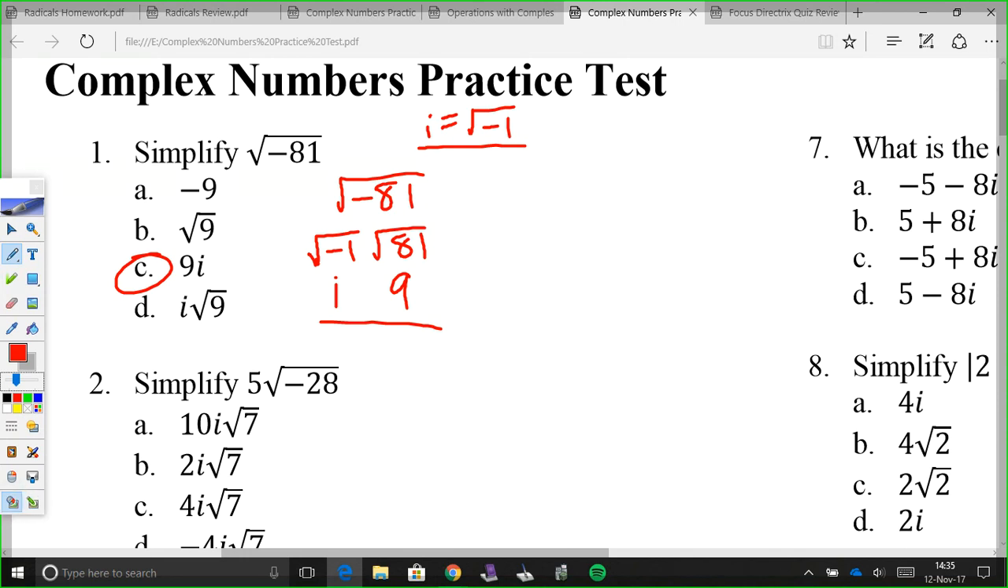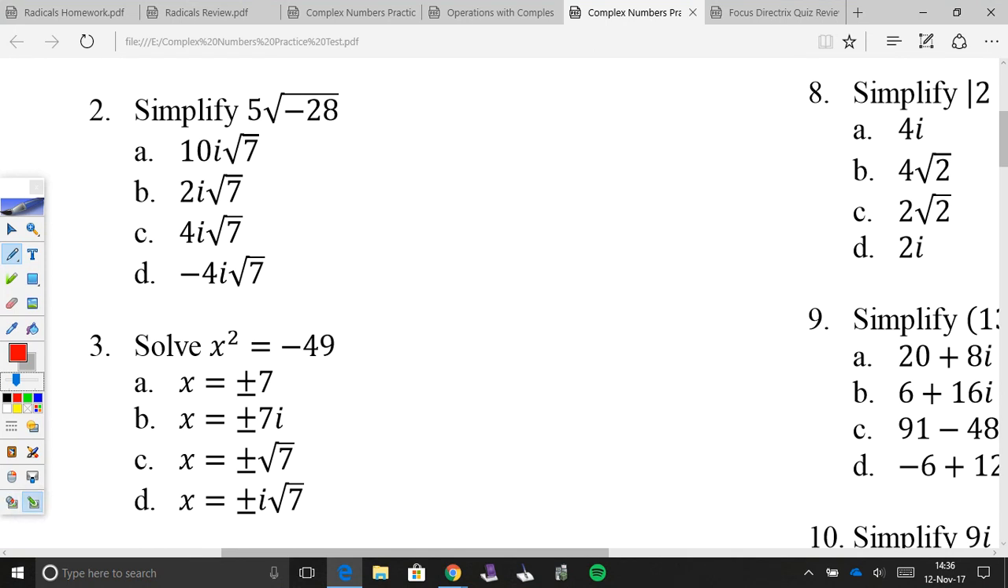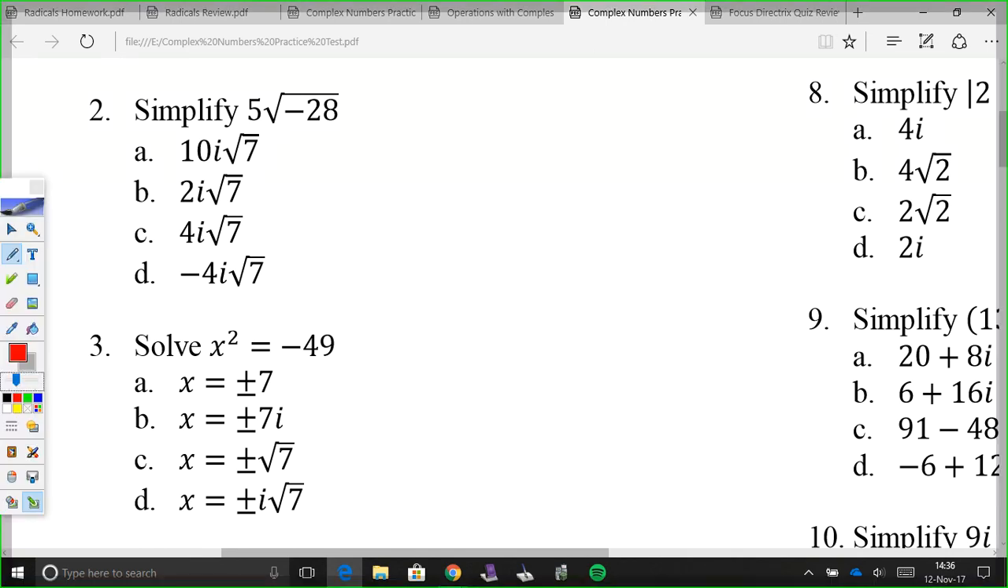Alright, so moving on, number 2. Number 2 is pretty much the same thing, but a little bit more complicated. Notice I have 5 here, okay? That's going to be important. Whatever number's out there, I'm going to have to multiply that at the very end. But let's focus on the square root of negative 28. So the first thing I want to do is separate my negative from my 28, just like I did in the previous problem. Okay? The square root of negative 1 is, again, what we call i.